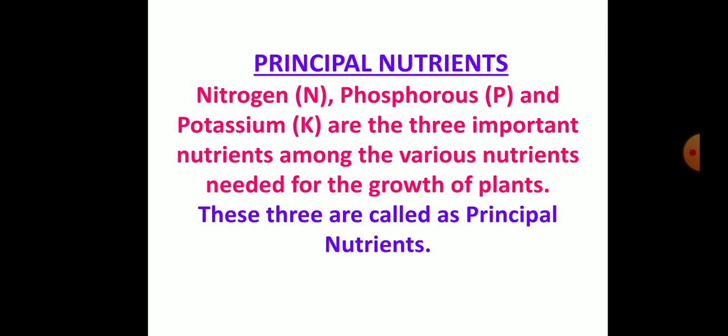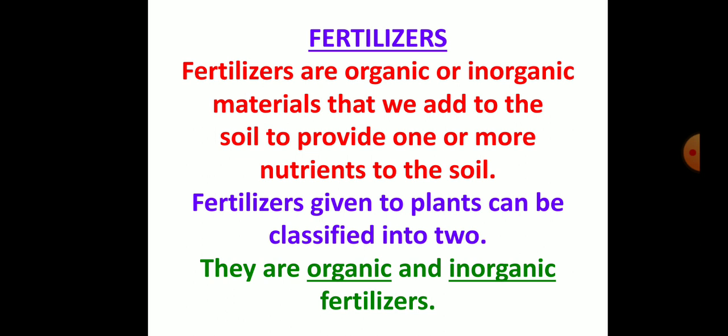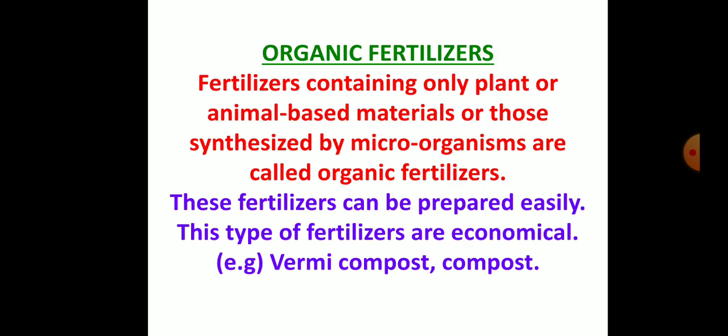Principal nutrients: nitrogen, phosphorus, and potassium are three important nutrients among the various nutrients needed for the growth of plants. These three are called as principal nutrients. Fertilizers. Fertilizers are organic or inorganic materials that we add to the soil to provide one or more nutrients to the soil. Fertilizers given to plants can be classified into two. They are organic and inorganic fertilizers.